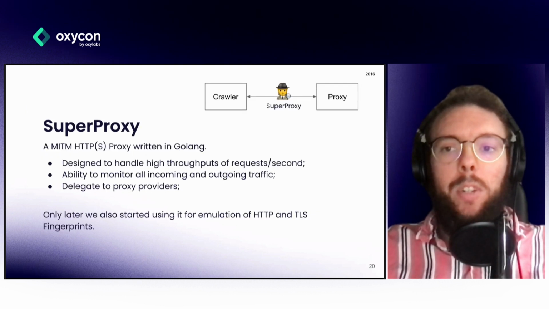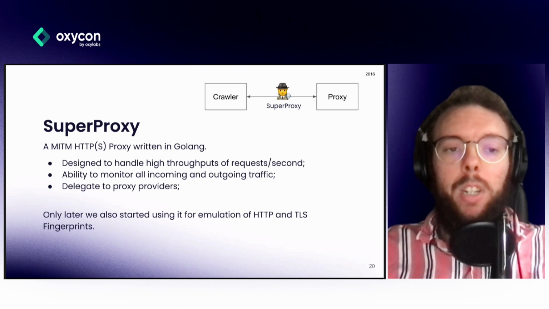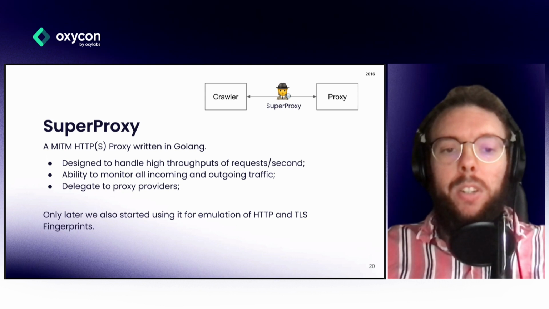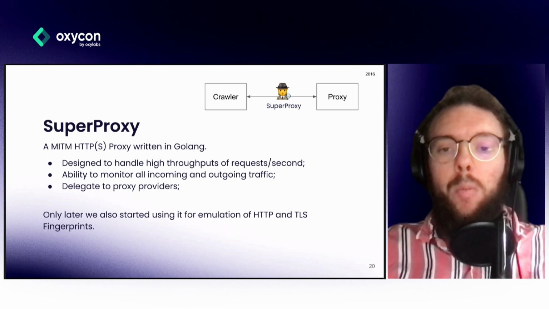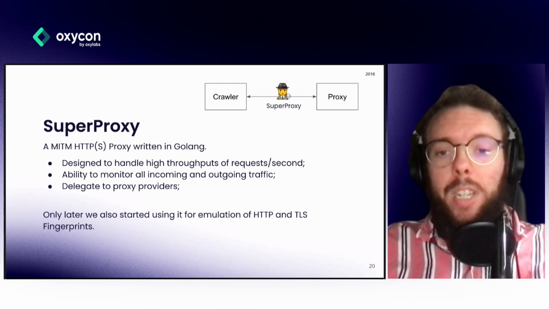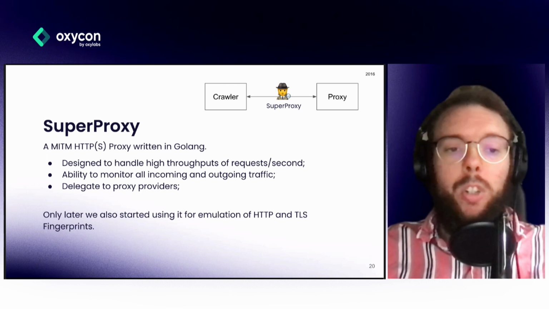Around this time, in 2016, we also introduced Super Proxy, which is a man-in-the-middle HTTPS proxy written in Golang. It was designed for high traffic, and we mostly wanted it to be able to handle all the outgoing traffic, to know how much data we are sending to these sources and how much we are sending back. Also to know which status codes are being sent back, which proxies are doing good, which not.